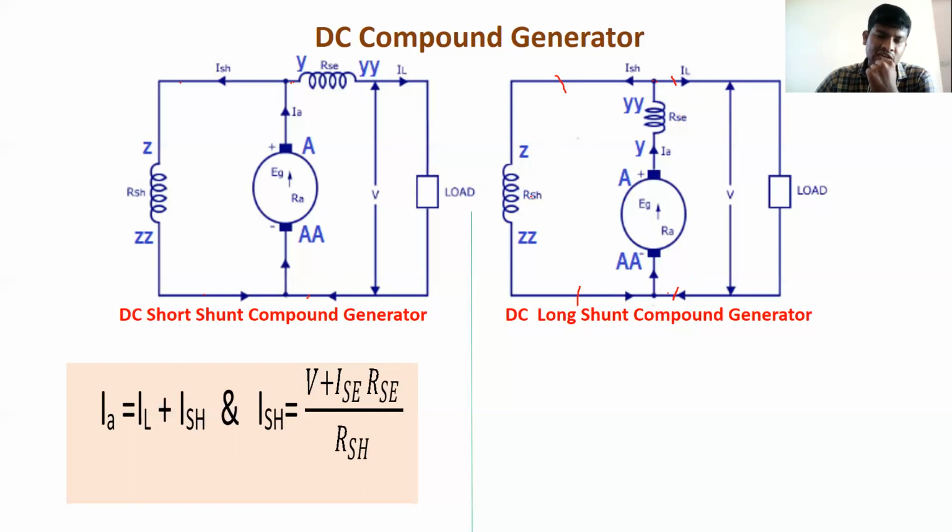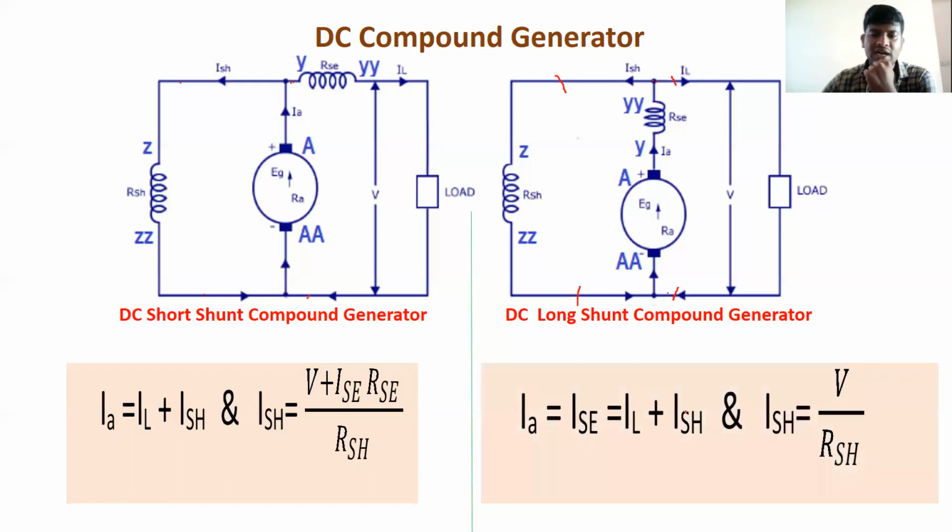What is the current? I equals V by R, so that means V by RSH. And what is the entering current here? IA equals ISC, and ISC equals IL plus ISH, and ISH equals V by RSH. So we can now see the voltage equations of the short shunt and long shunt.